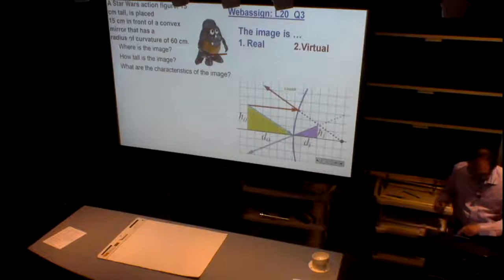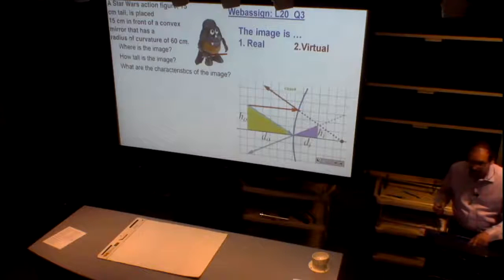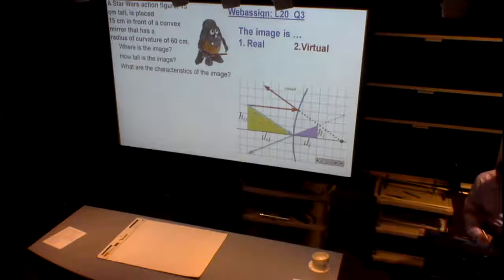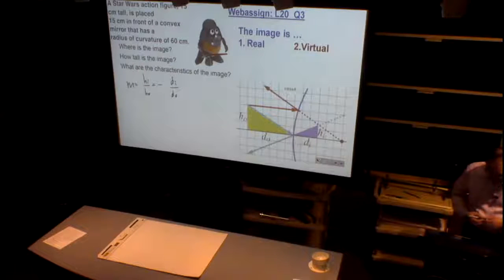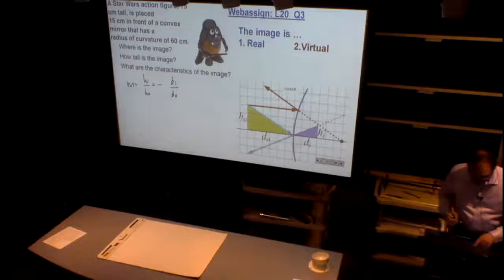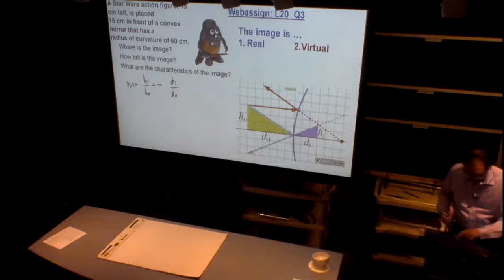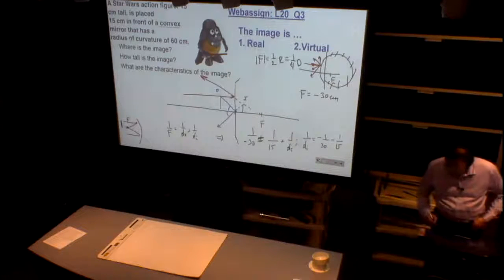Height, this is a space for the height. So we have a second equation. A second equation. The first part is just a straightforward definition of a magnification. The second part has been derived geometrically from triangles, these triangles. If I want to calculate this number, I have to finish this.